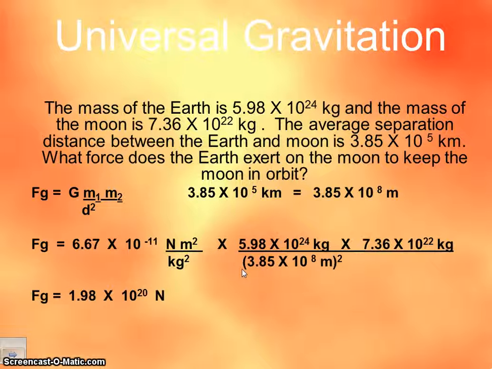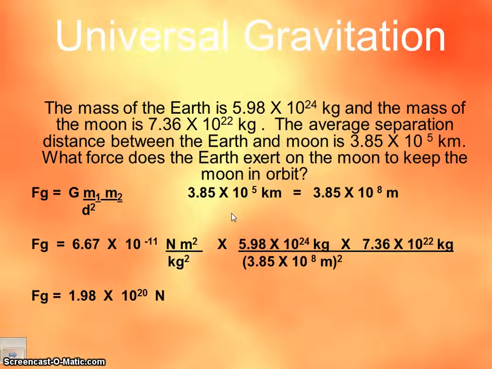Okay, let's take a look at a problem. My suggestion is you have to be very orderly about doing this. I always suggest that when you do word problems, you list everything that you have. Here we have 5.98 times 10 to the 24th kilograms for the Earth, and the mass of the moon is 7.36 times 10 to the 22nd kilograms, so it is less massive. And the distance between is 3.85 times 10 to the 5th kilometers. What force does the Earth exert on the moon to keep the moon in orbit?